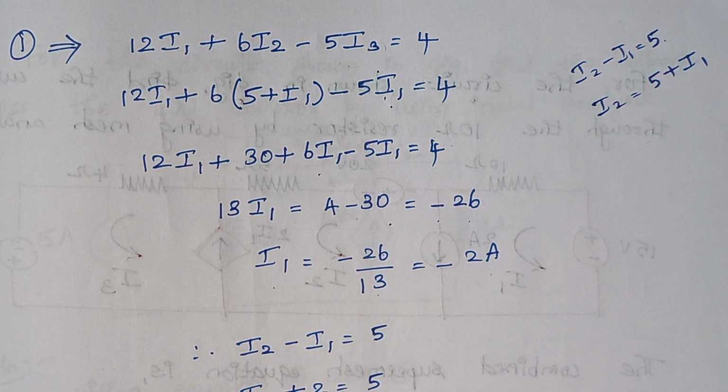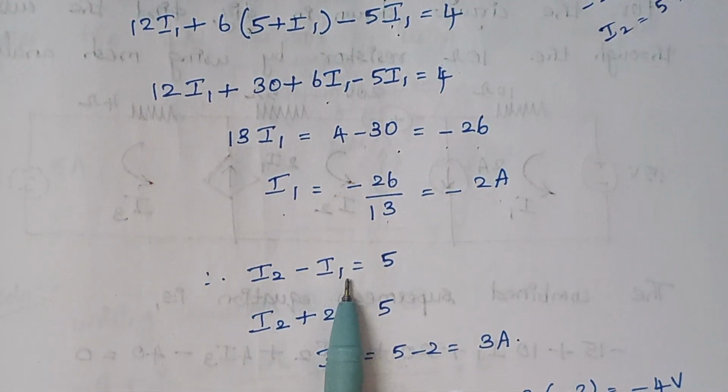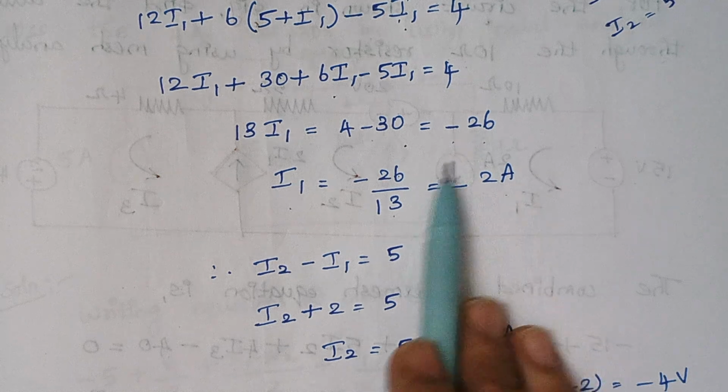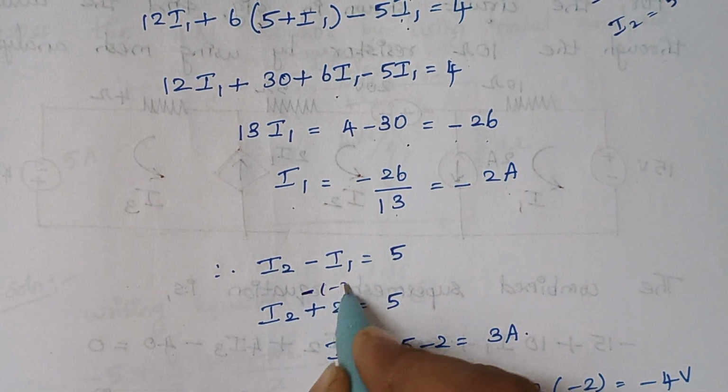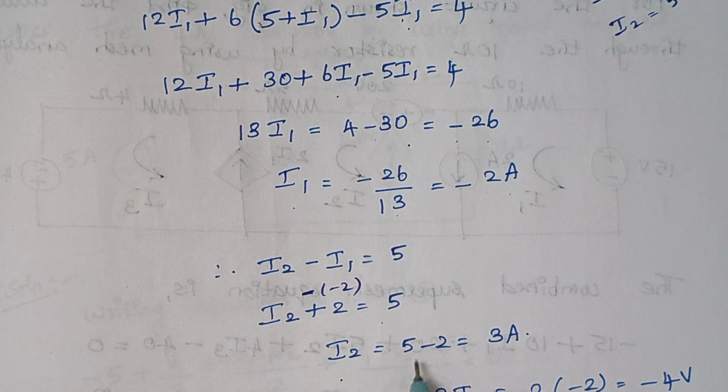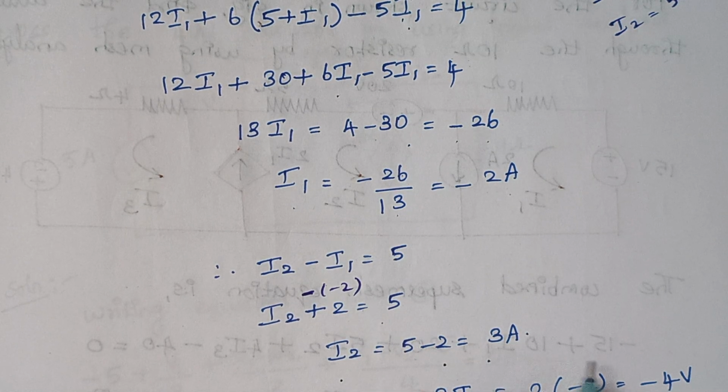Now we have calculated the value of I1. From this we can easily find the value of I2. So I2 minus I1 is equal to 5. So I2 minus I1 is minus 2, right? So minus of minus 2 gives you plus 2 equal to 5. So I2 is 5 minus 2, which is equal to 3 amps.